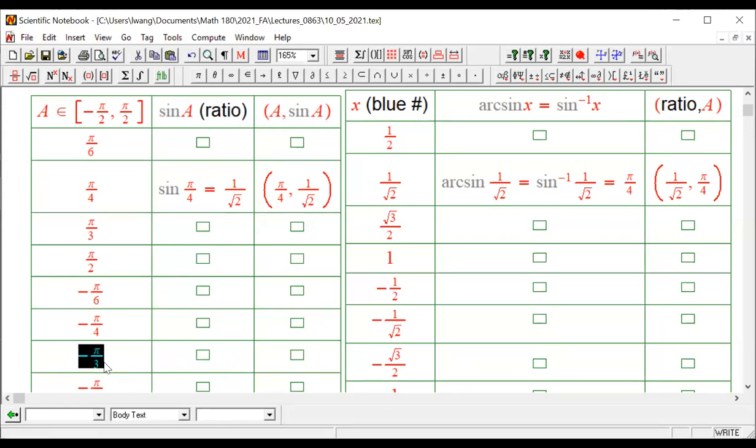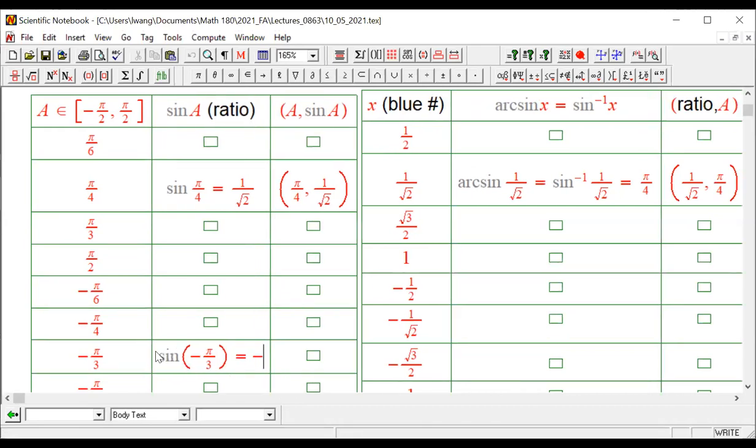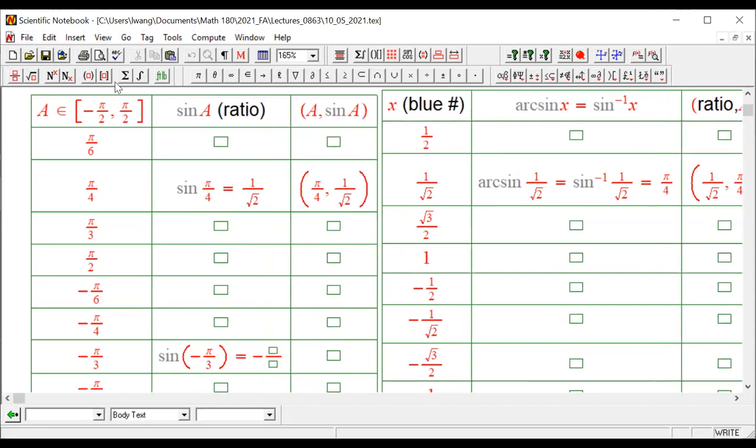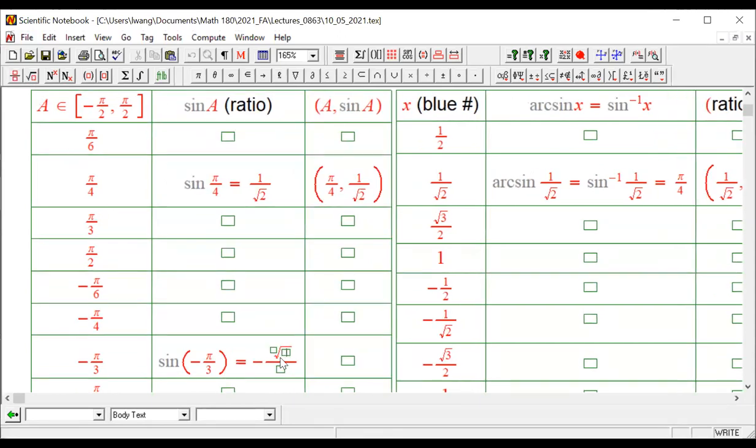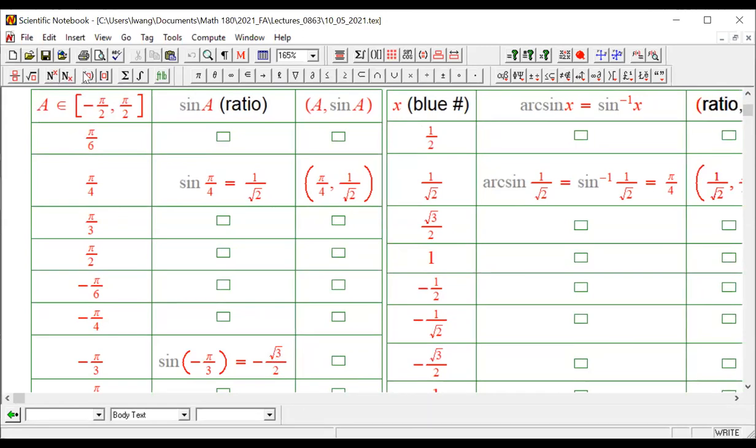Let's look at sine of negative pi over 3. We can find its value pretty easily, right? You just do the ARD. What do we get? We get negative root 3 over 2. So the point is, the input is an angle, the output is a ratio.